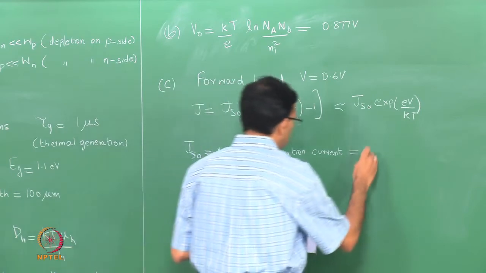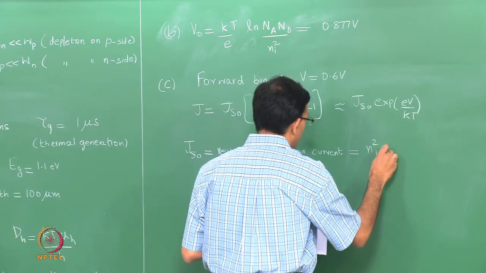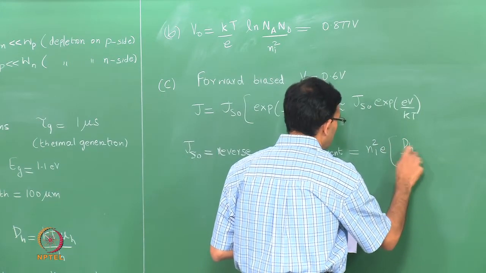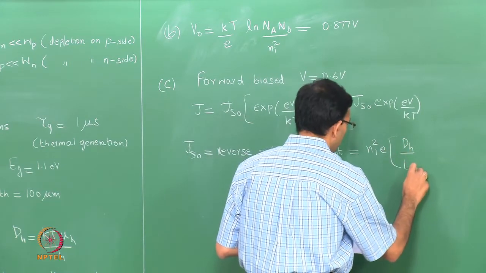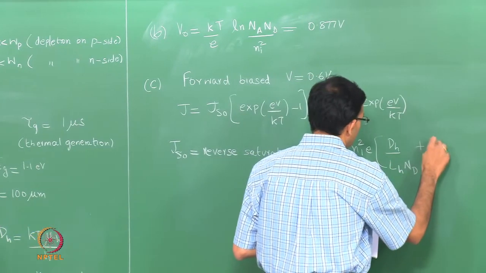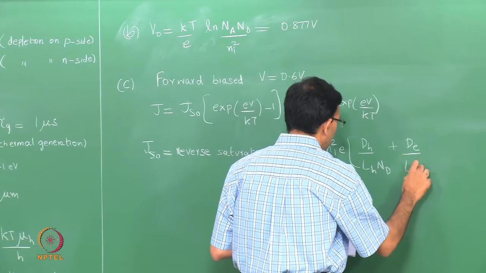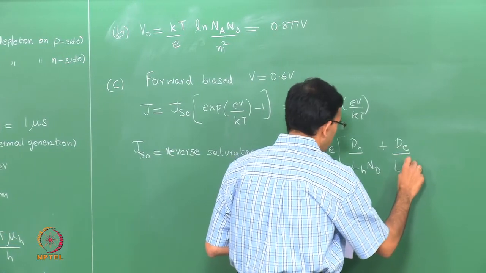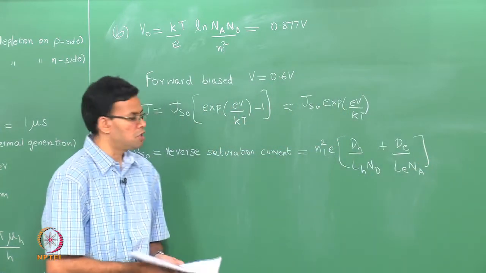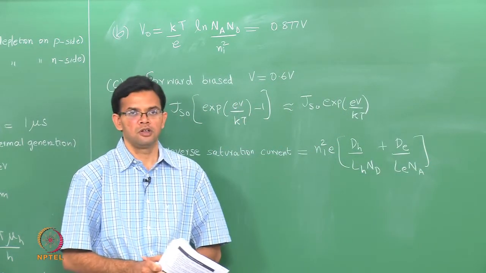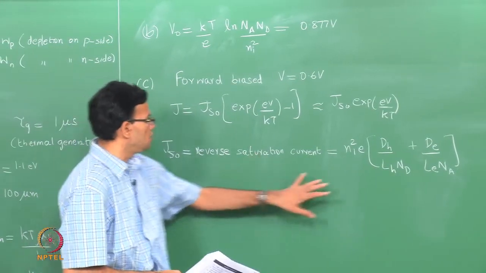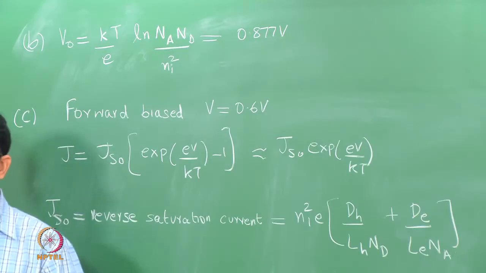And this is given by Ni squared e, d_h over L_h N_d plus d_e over L_e N_a. We saw the derivation for this in the course notes, but this is your reverse saturation current, and this is something that plugs in here.